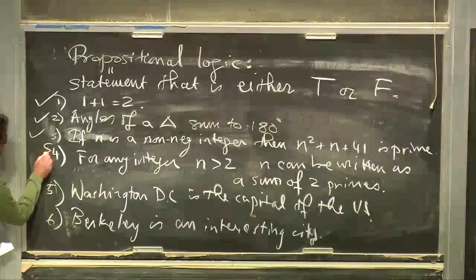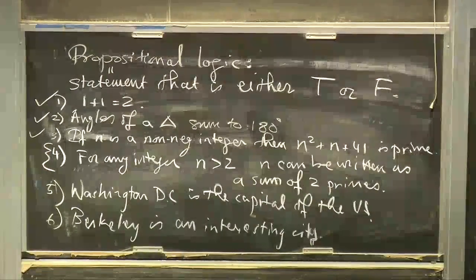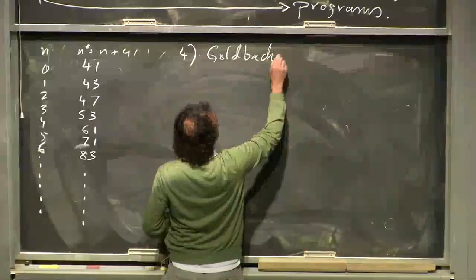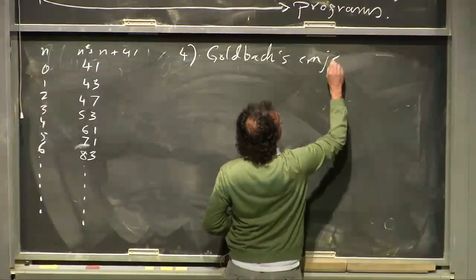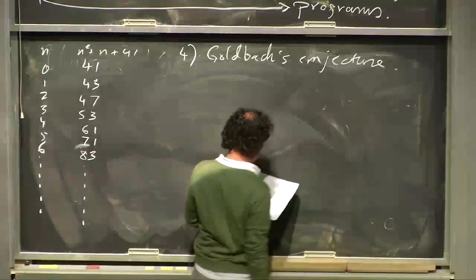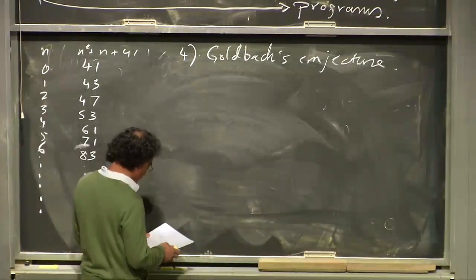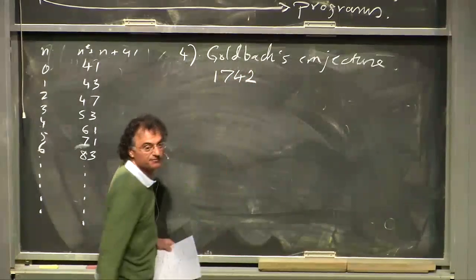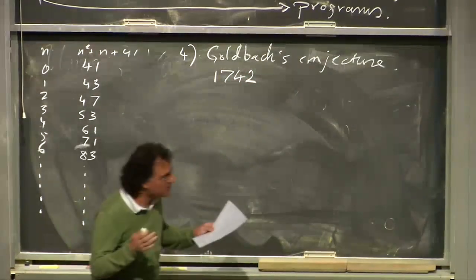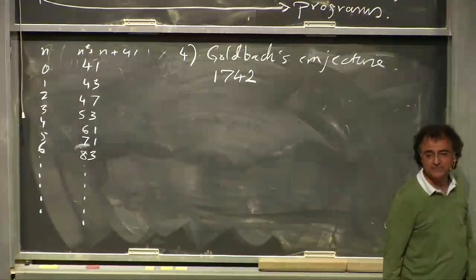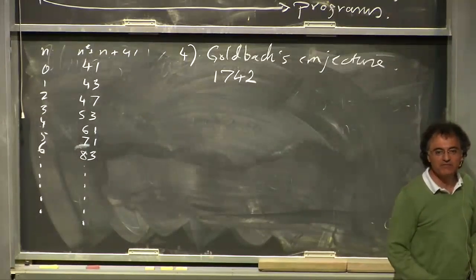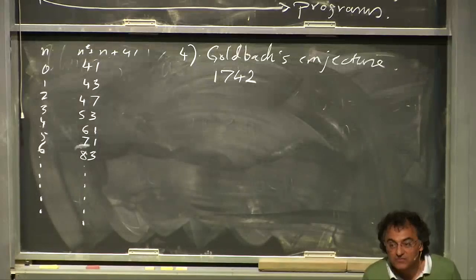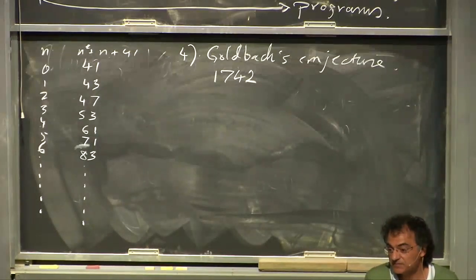This, number 4, is called Goldbach's conjecture. It was made by Goldbach in 1742. Conjecture, he said, I think this is true. People have been working on it since 1742. Nobody knows the answer. Nobody knows whether it's true or false.